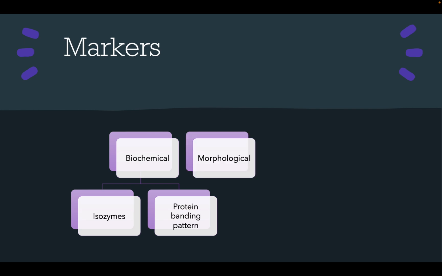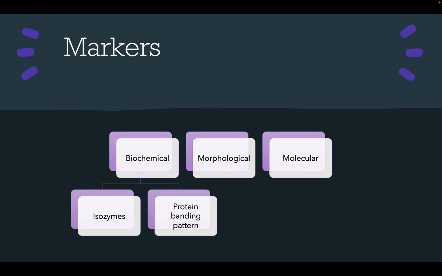Another one is morphological. By looking at features like the phenotype, we can observe the shape, suppose we are talking about plants, shape and size and color. Based on that we can say if they are different or not.